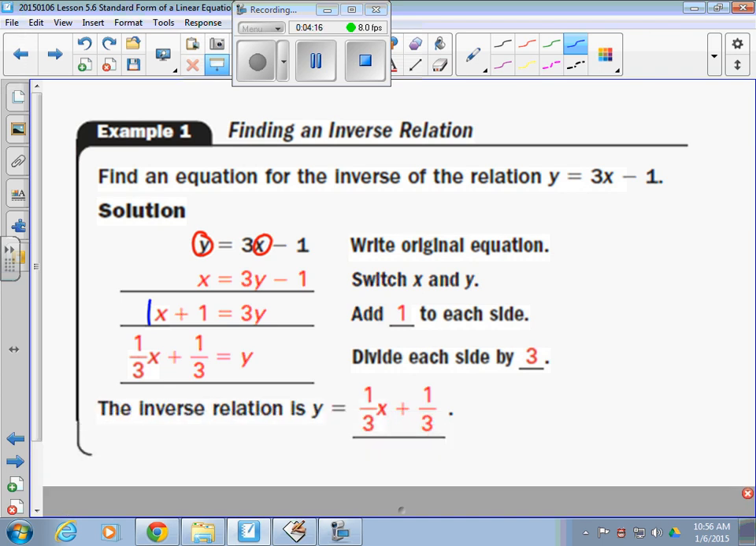Therefore, the inverse relation is simply that. Switch positions of x and y, and then solve for y. y equals 1/3 x plus 1/3. It's not any harder than that.